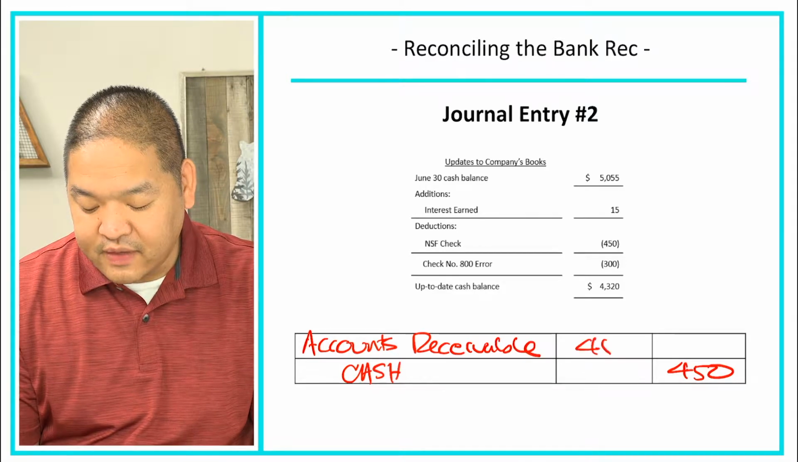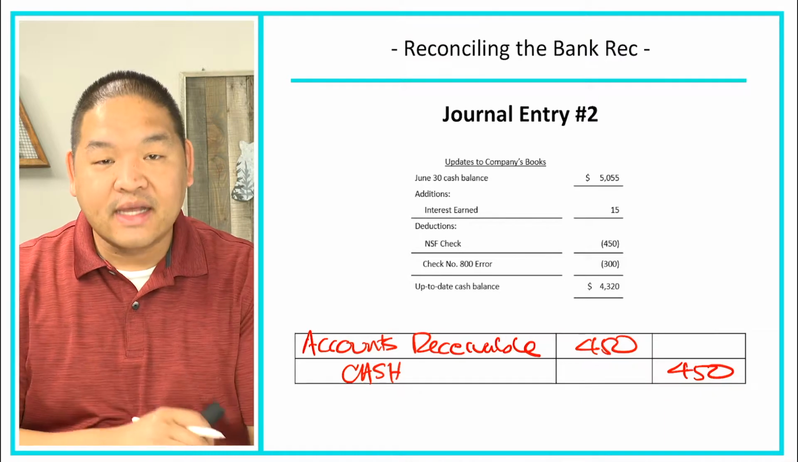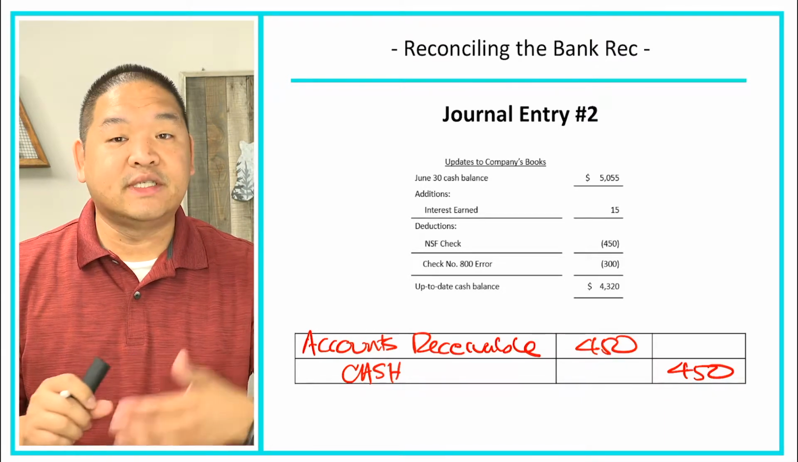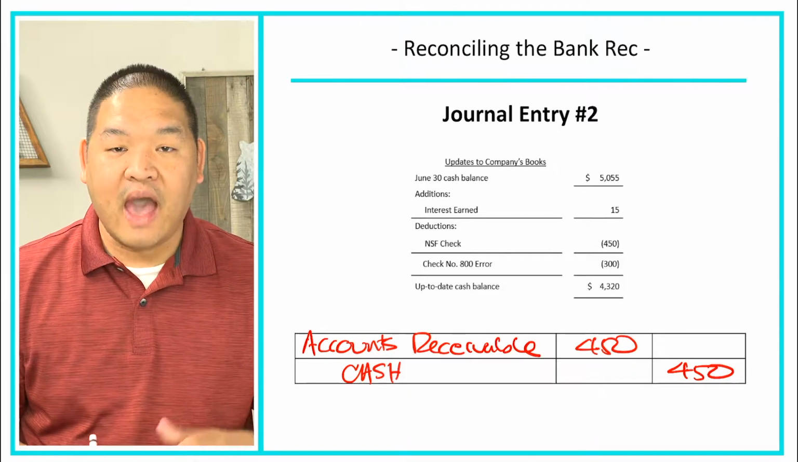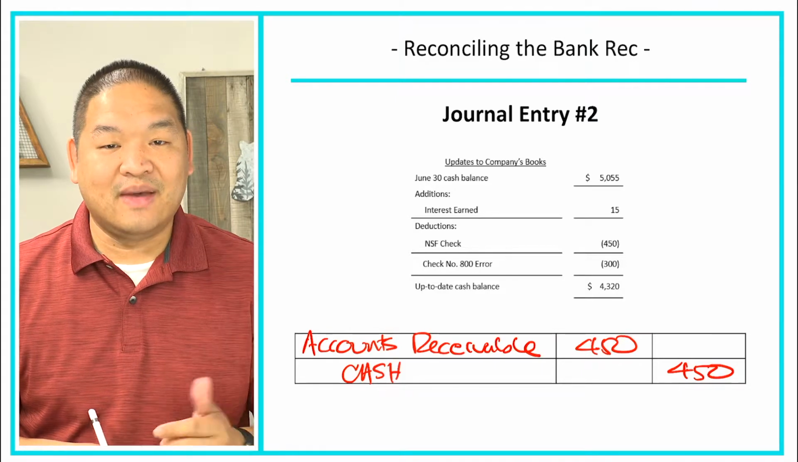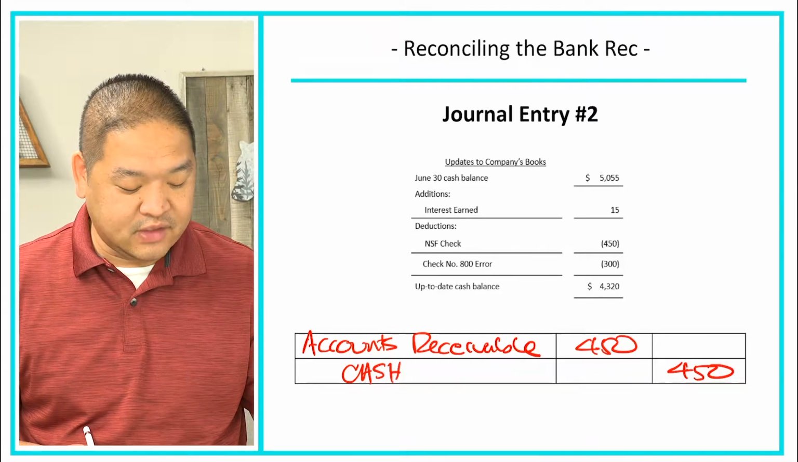For $450. Okay, so accounts receivable for $450. That is the amount that they still owe us, and now we are just restating that into our books so that we have it on our books showing that this customer still owes us $450 by debiting accounts receivable and then reducing cash by a credit of $450.